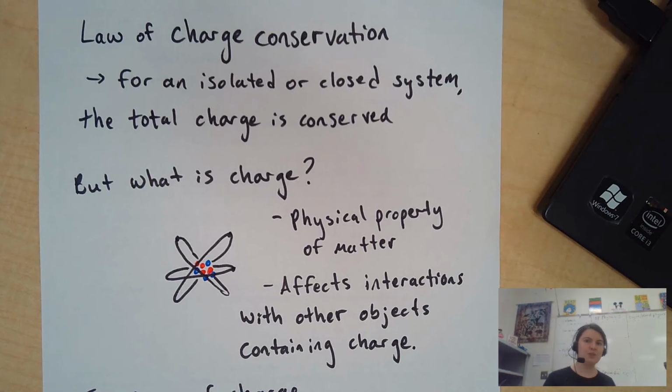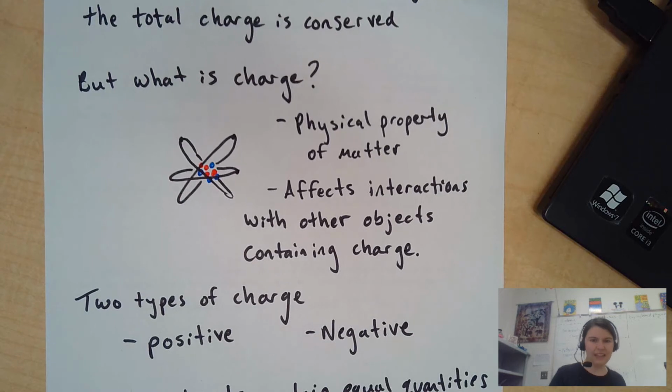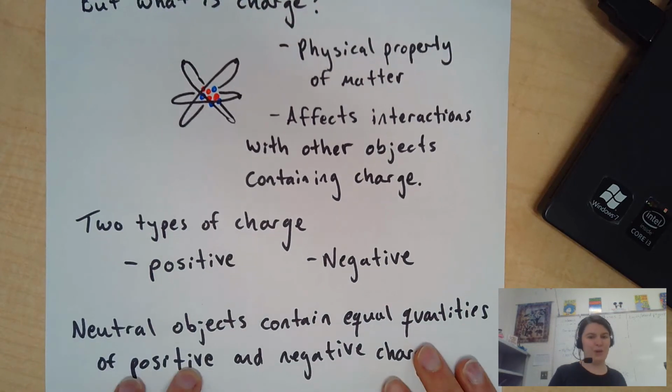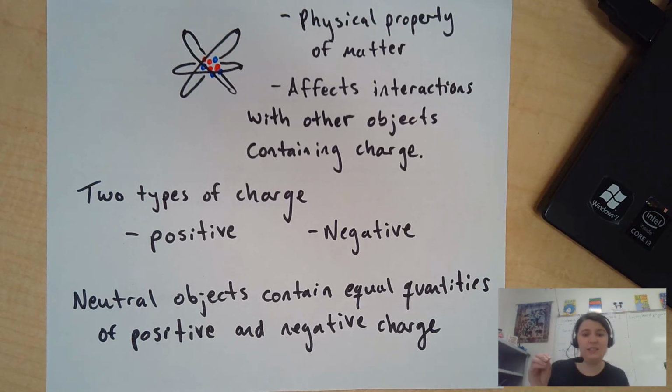And so charge is this property that affects the interactions with other objects that also contain charges. And of course, we've got 2 types of charges, positive and negative. And what's one really interesting thing about charge is that we can also have neutral properties. And that's when we have neutral objects that contain equal quantities of positive and negative charge.